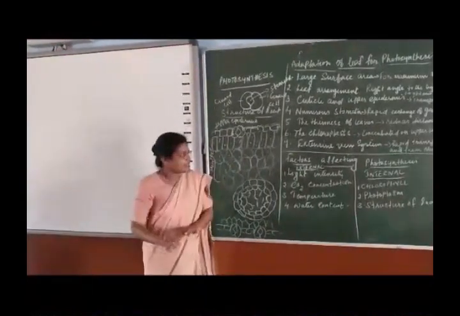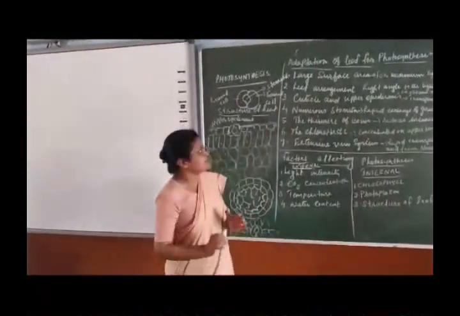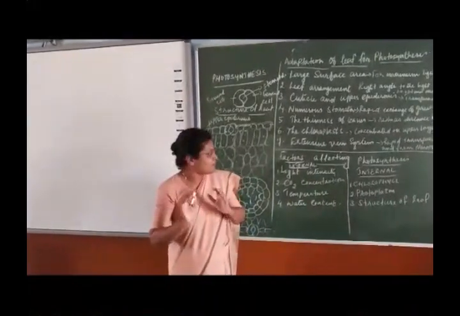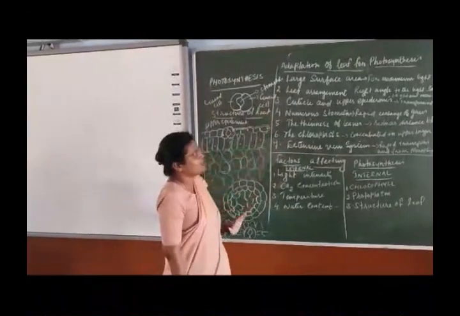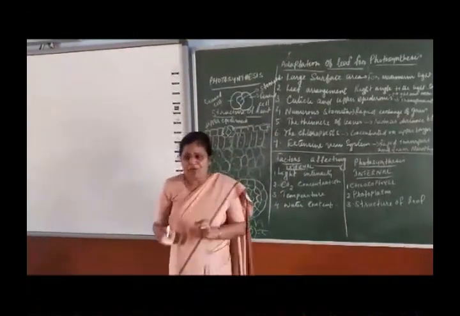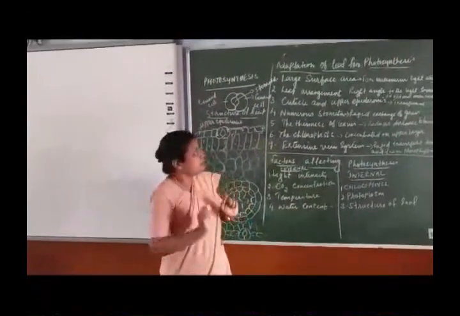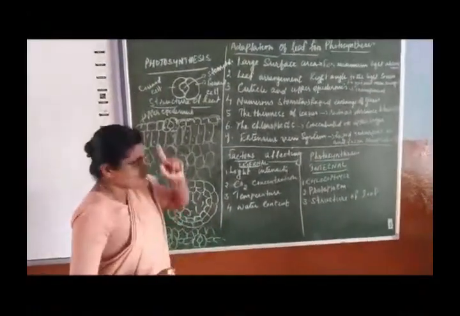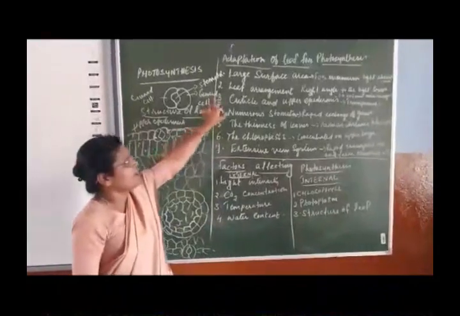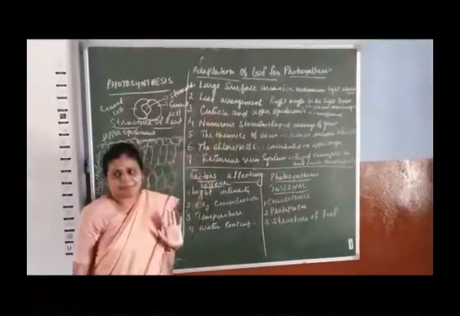Now before I go to the experiments, let me tell you the factors affecting photosynthesis. Before the factors, we go to the adaptation of the leaf for photosynthesis. How does the leaf adapt for efficiency of photosynthesis in a plant? The first adaptation they have is a large surface area.